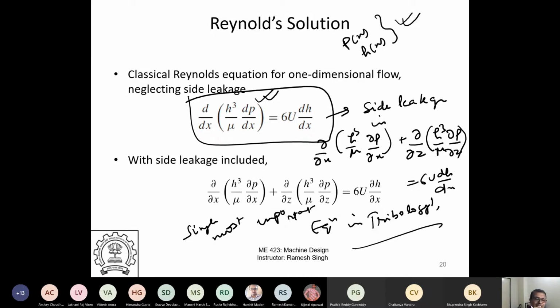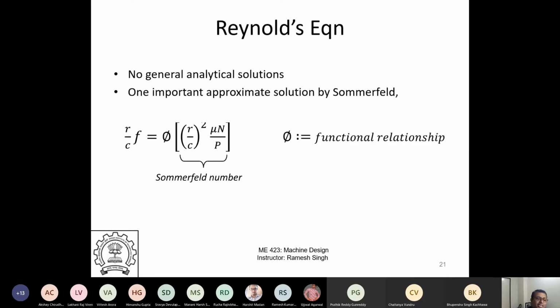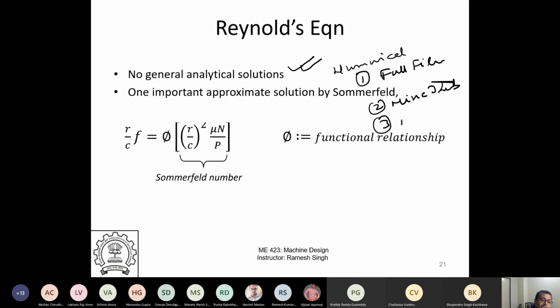Fluid film lubrication is entirely governed by this Reynolds equation, and there's no closed form solution for it. So analytical solutions don't exist, and people find numerical solutions for various conditions. They find it first for full film, for mixed lubrication, boundary lubrication, and for different textures on the surfaces with the full film. So people do all sorts of very complex conditions and solve this equation.